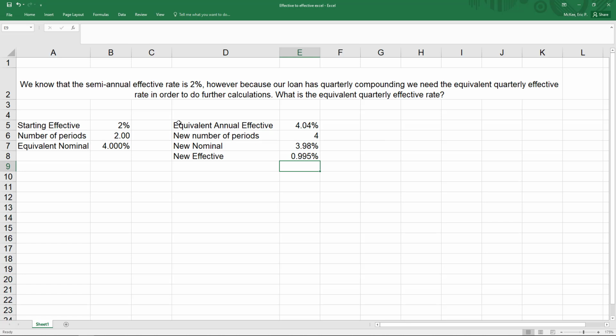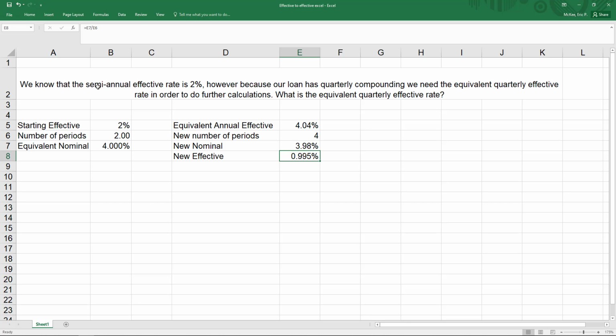We've traveled a long way. We went from the semi-annual effective rate to the APR compounded semi-annually, to the annual effective rate, to the APR compounded quarterly, to finally reach our quarterly effective rate. And do note, I'm using cell references throughout this chain of calculations. This allows me to update parameters in case I'm given a new question with different values.